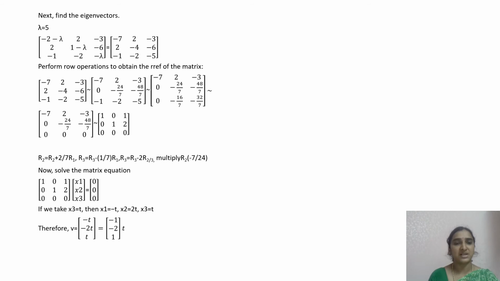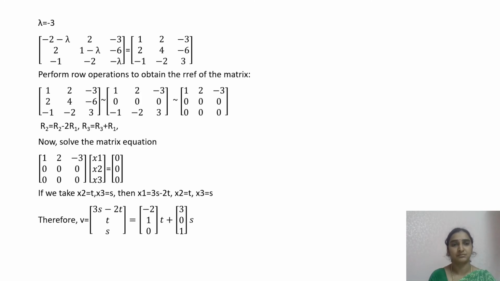Now solve the matrix equation [1 0 1; 0 1 2; 0 0 0] multiplied with the column matrix x1, x2, x3, which is equal to the column matrix 0, 0, 0. If we take x3 is equal to t, then x1 would be equal to minus t, x2 would be equal to 2t. Hence our eigenvector would be minus t, minus 2t and t.